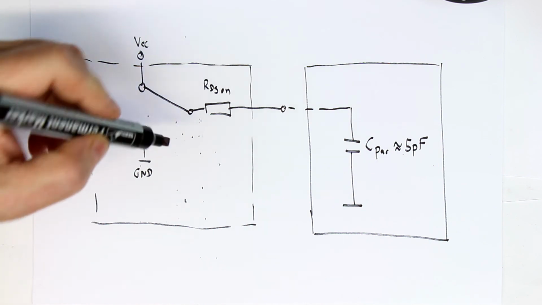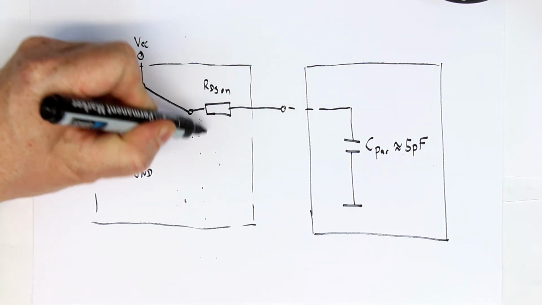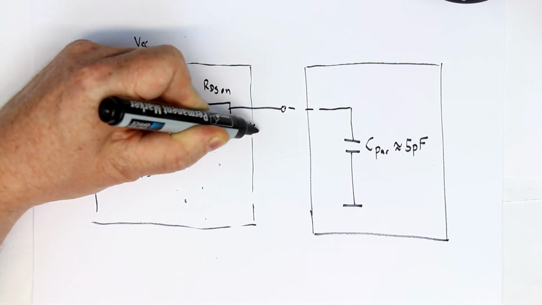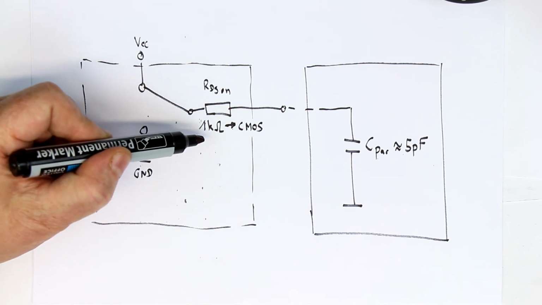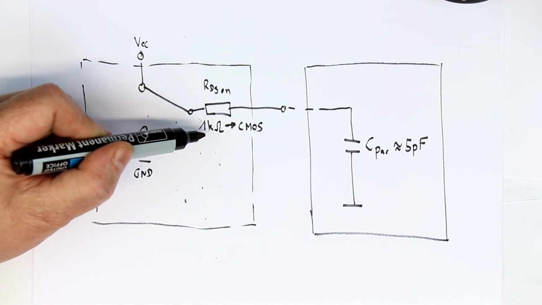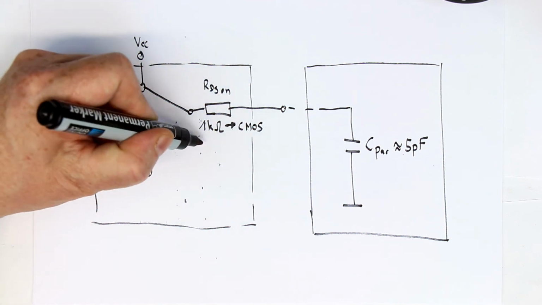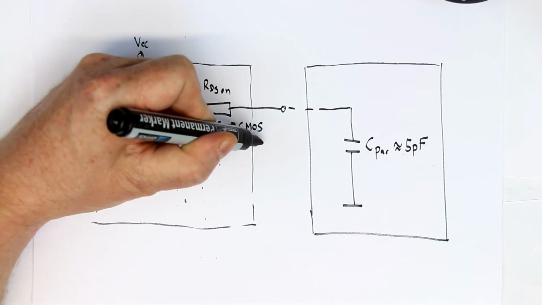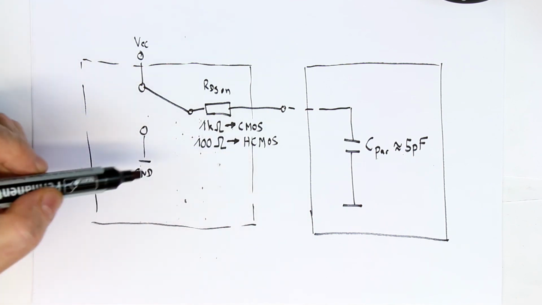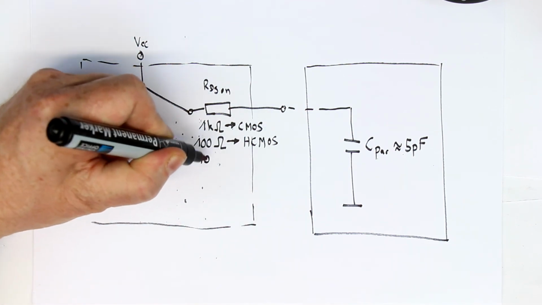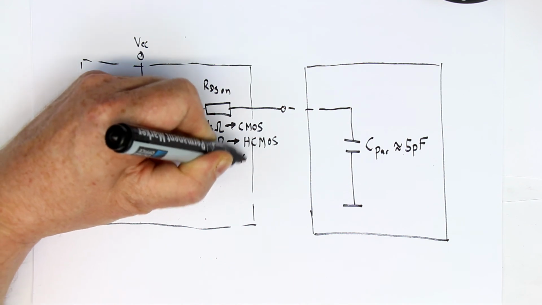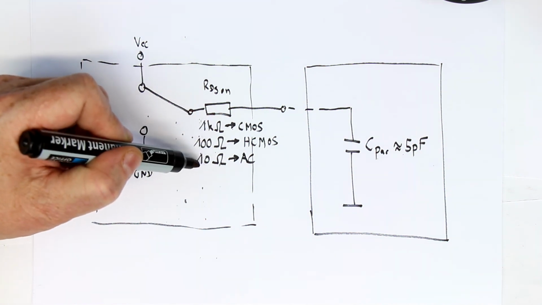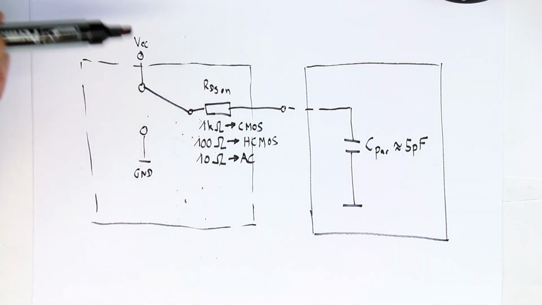And now what's the RDS on? Well, that depends on your logic family. It's in the range of 1 kilo ohm for your standard CMOS series, the oldest CMOS series, that is operating between 3 and 15 or 3 and 18 volts. It's in the range of 100 ohms for the HC CMOS or HCT, it doesn't make any difference. And for ultra high speed logic like AC and ACT, it's in the range of 10 ohms. And you can already guess the reason why.